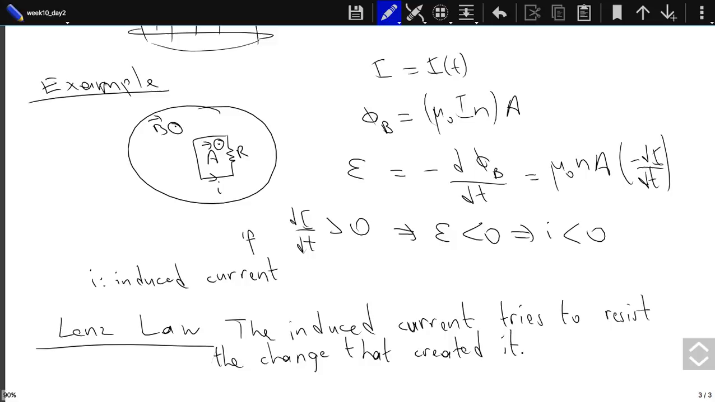So the change that created this induced current is an increase in the flux in that direction. So to resist it, the induced current should create an additional field in the opposite direction. How does it resist it? Well, you see, we had just said that if you are increasing the flux in that direction, the induced current creates an additional magnetic field in this direction, which creates a negative flux. So the total flux is not as large as it would have been if we didn't have this circuit there.